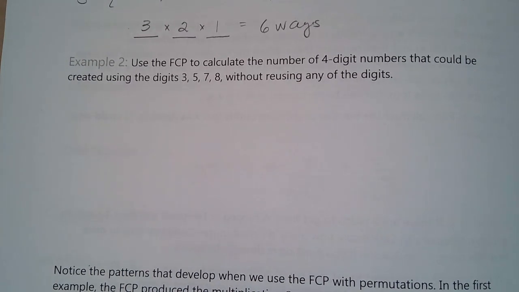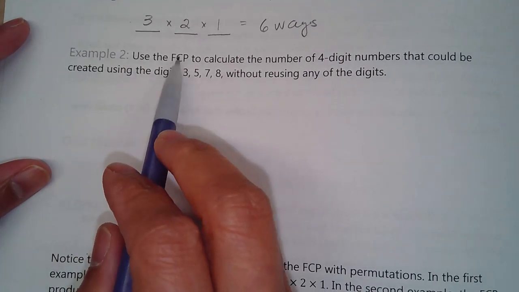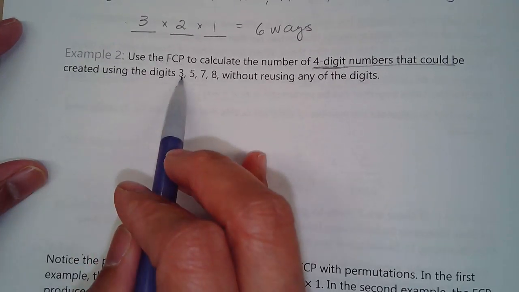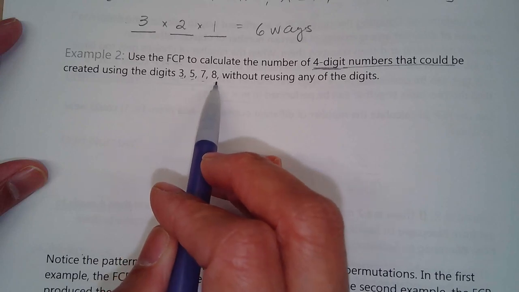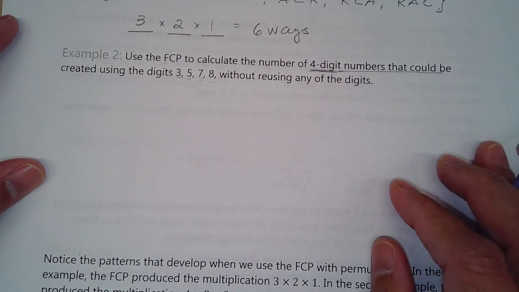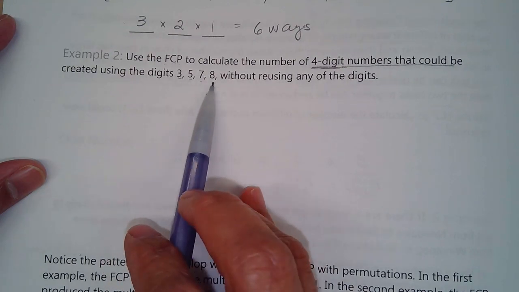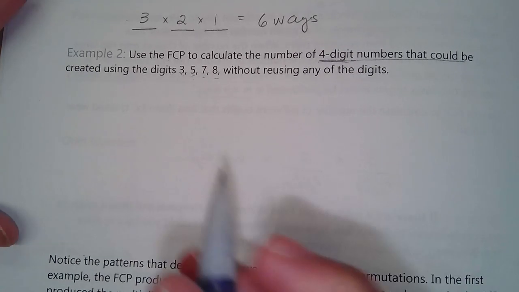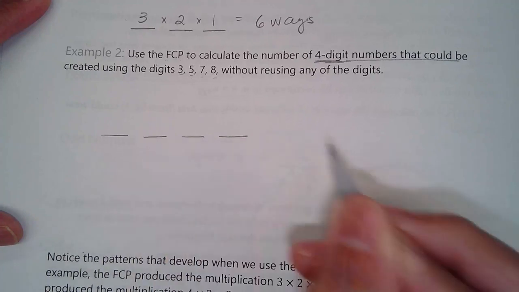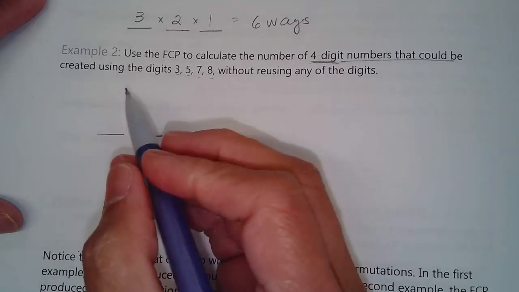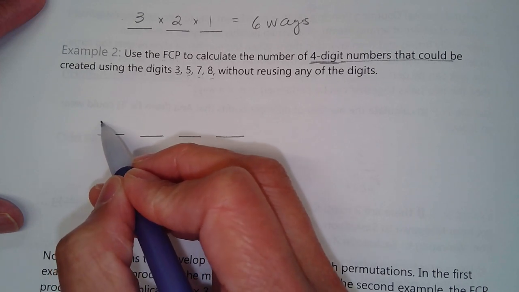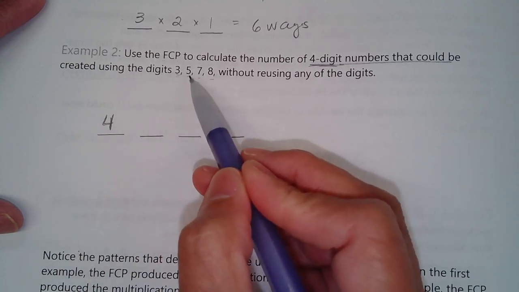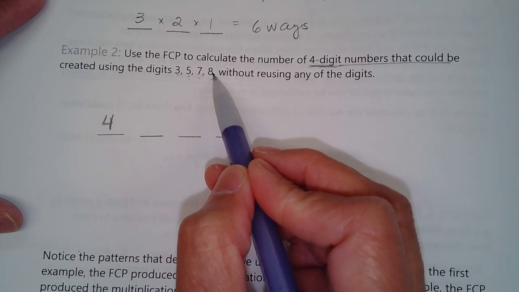Let's take a look at example number 2. Use the fundamental counting principle to calculate the number of 4-digit numbers that could be created using 3, 5, 7, 8 without reusing any of our digits. So we have 3, 5, 7, and 8 that we're going to rearrange in here. Okay. So I got 4-digit. So how many possibilities can I have in here? Four possibilities, right? I can pick a 3, I can pick a 5, I could pick 7, I can pick 8.